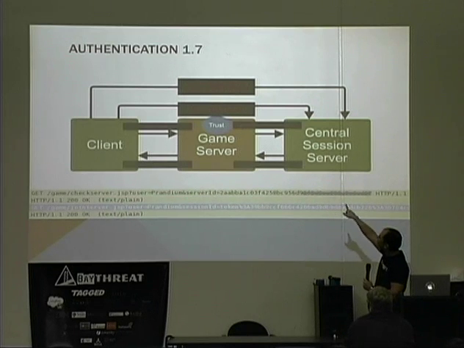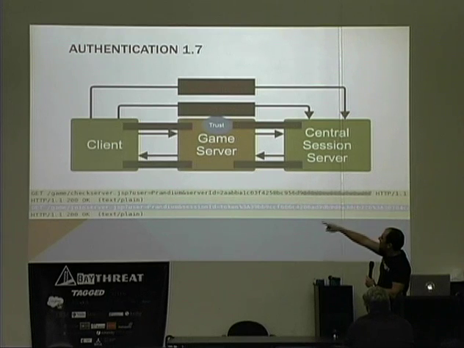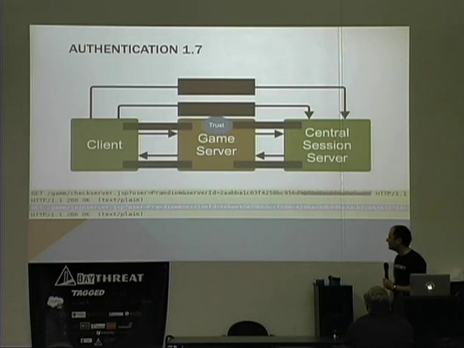So the user logs into the central authentication server with the username and password. Session ID gets returned. The client then sends the session ID and the server ID that it wants to log into to the central authentication server. Gets back, and then it only sends the username to the game server. And then the game server sends the username and server ID to the central authentication server. If it's valid, you get 200 OK, and it returns back.